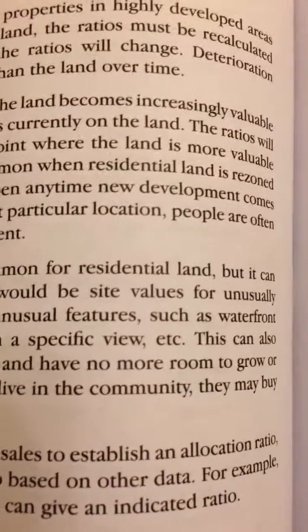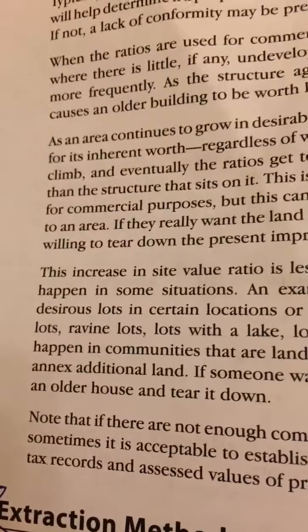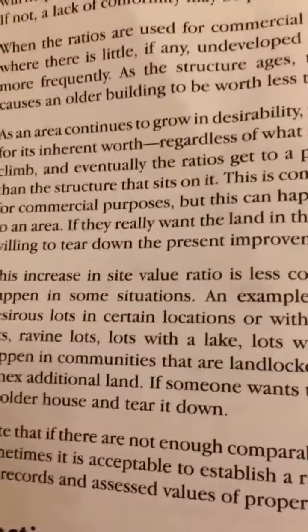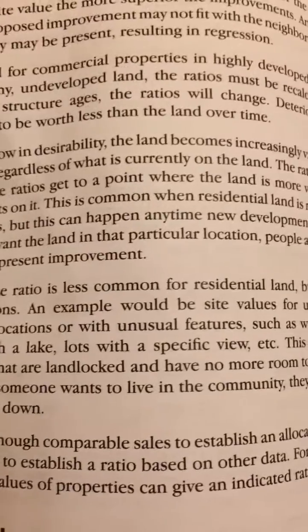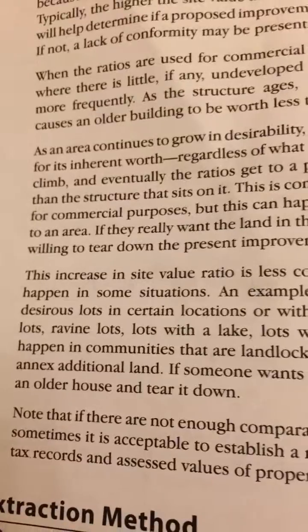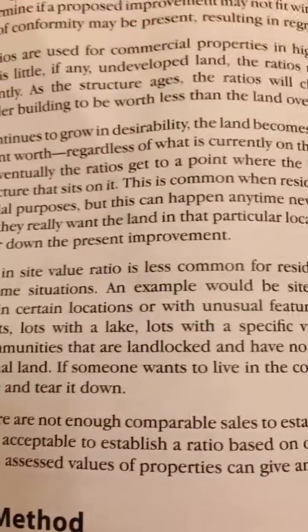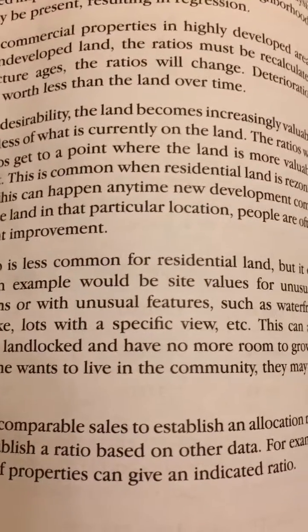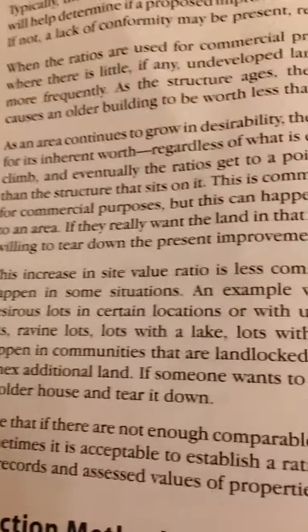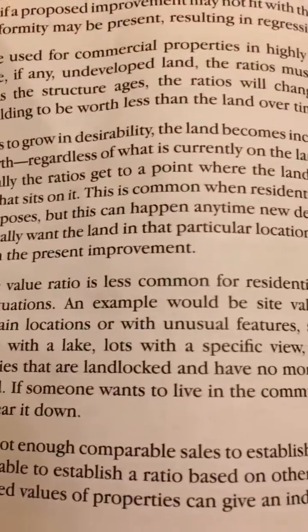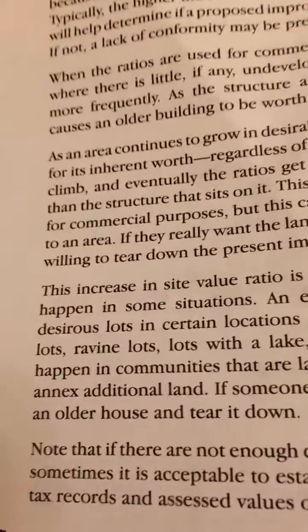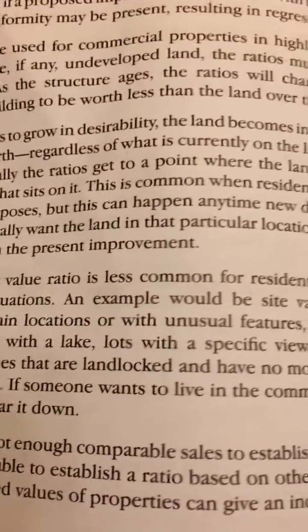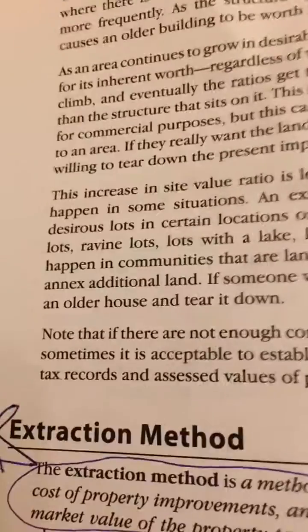An example would be site values for unusually desirable lots in certain locations or with unusual features, such as waterfront lots, ravine lots, lots with a lake, lots with a specific view, etc. This can also happen in communities that are landlocked and have no more room to grow or annex additional land. If someone wants to live in the community, they may buy an older house and tear it down.